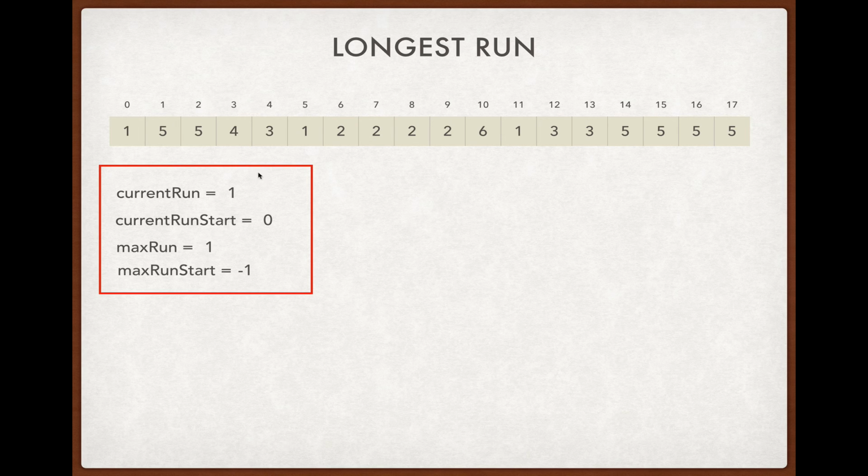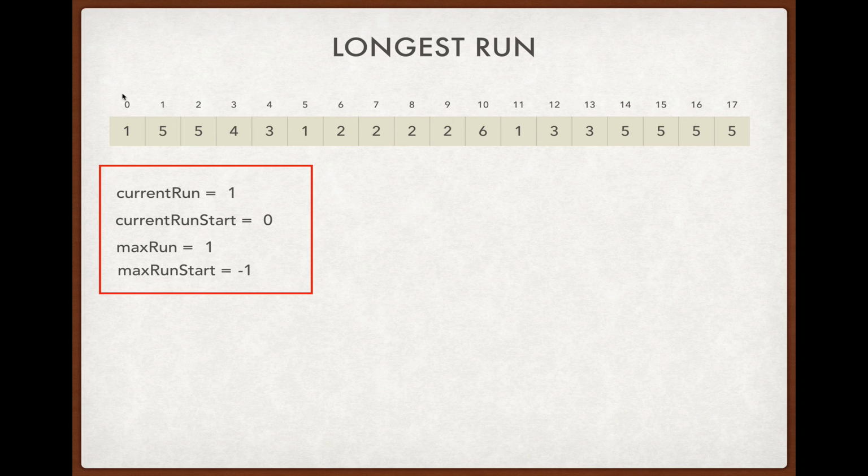You want 4 variables. Current run, which I'm going to set to 1. Why? Because a run doesn't really happen until I get 2. And I always want to add to my 1 to get to a 2. So I'm going to start at 1. Some people start at 0, but then when you add 1, it's not really a run of 2. It's just a run of 1, which doesn't make sense.